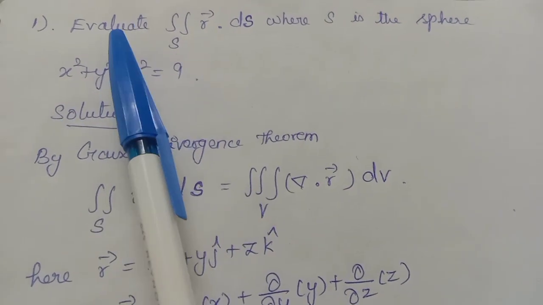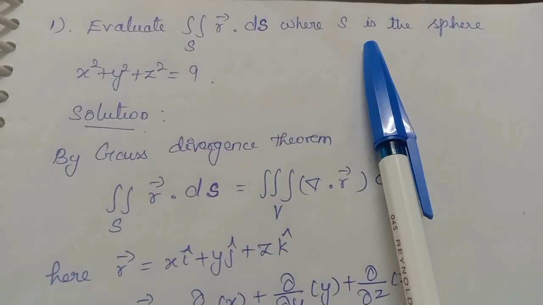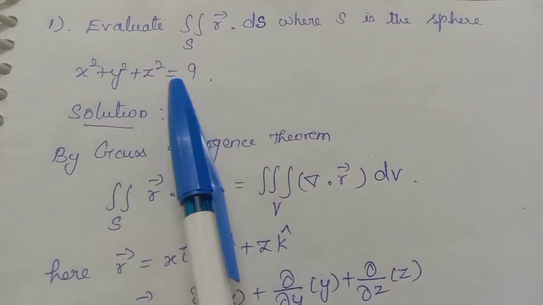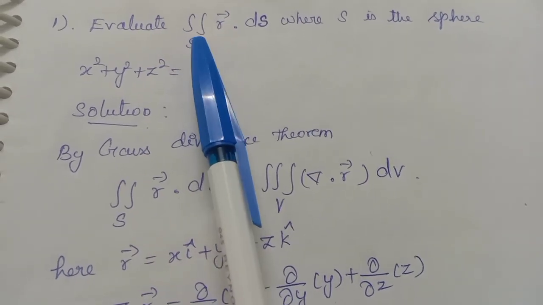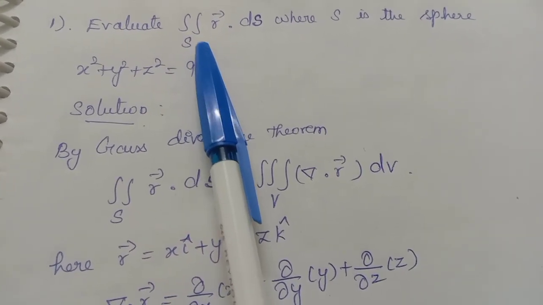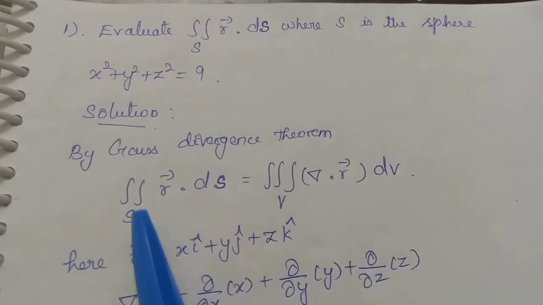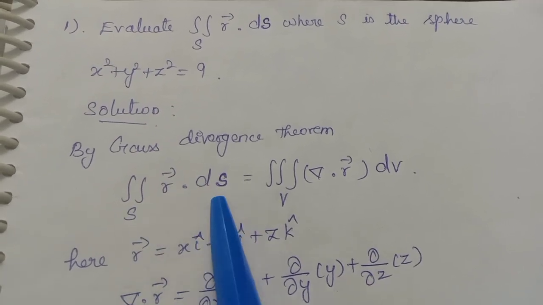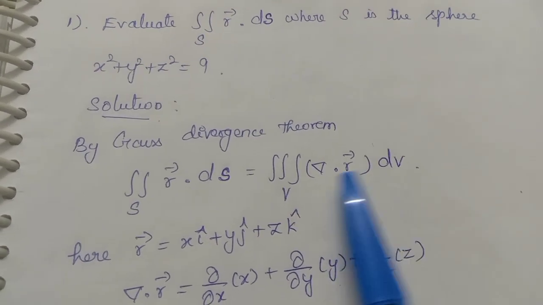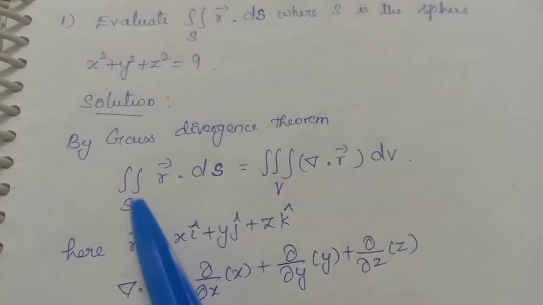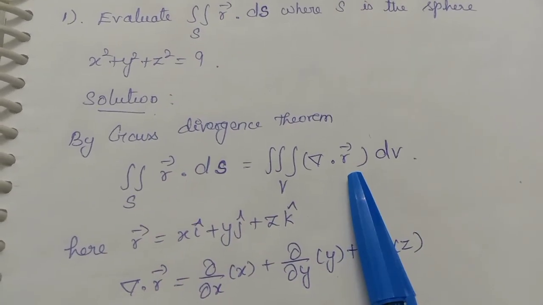This is the first problem. Evaluate the double integral over S of r vector dot dS, where S is the sphere x square plus y square plus z square equal to 9. By looking at this double integral, you have to identify that it can be evaluated by using the divergence theorem. What is the statement of the divergence theorem? The double integral over S of r dot dS is equal to the triple integral over V of del dot r dV. So I have to evaluate this. Instead of evaluating the left hand side, I am going to find only the right hand side.